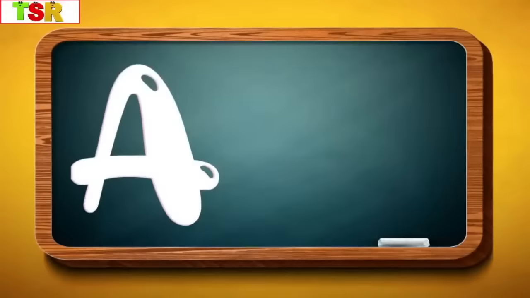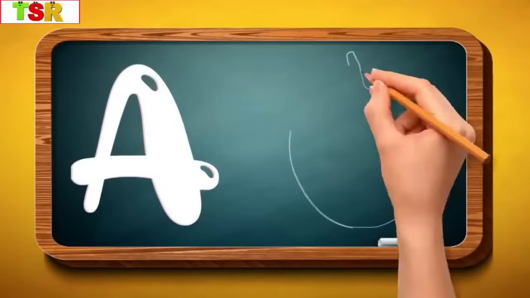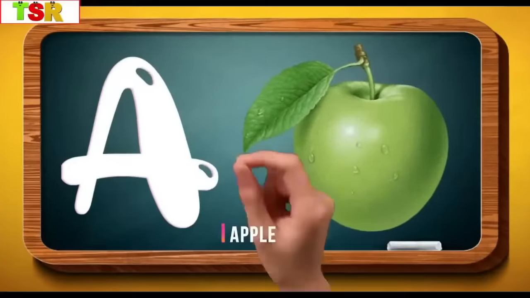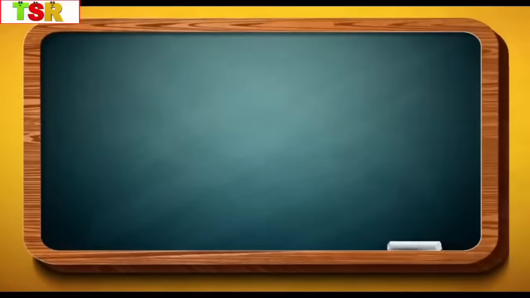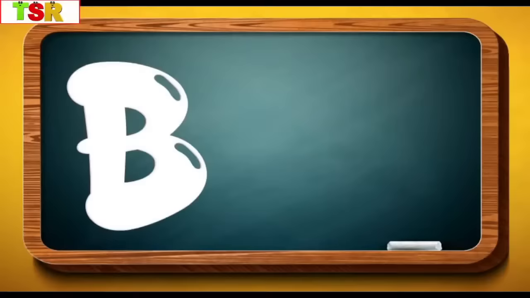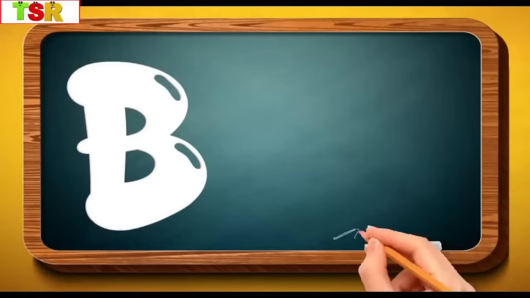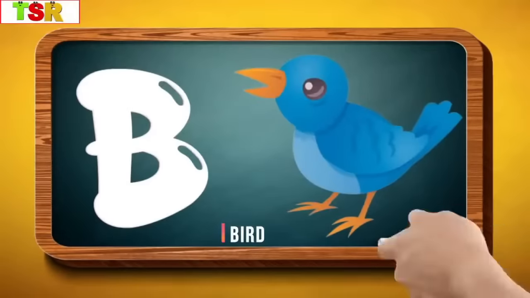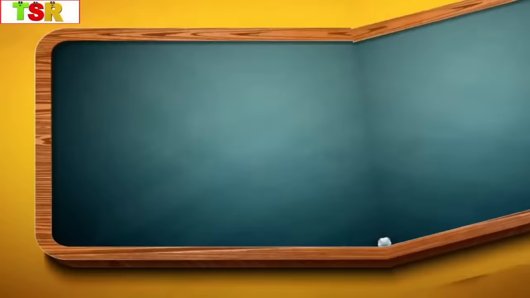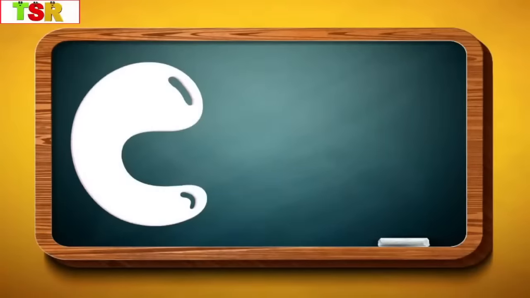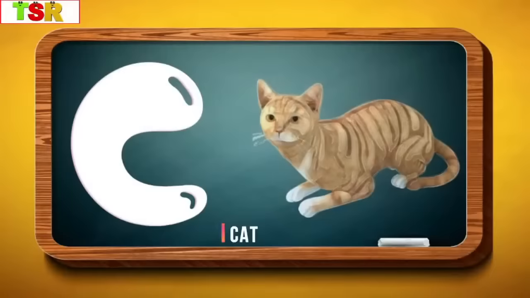A sounds like a. A. Apple. A green apple. B. This is the letter B. B sounds like b. Bird. A blue bird. Letter C. C sounds like k, k, k, cat. A brown cat.